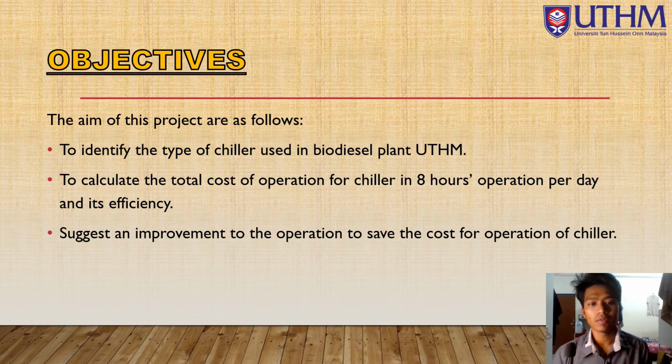There are 3 objectives in this project as follows. First, to identify the type of chiller used in the biodiesel plant, UTHM, and second, to calculate the total cost of operation for the chiller in 8 hours operation per day and its efficiency, and the last, to suggest an improvement to the operation to save the cost of operation of the chiller.